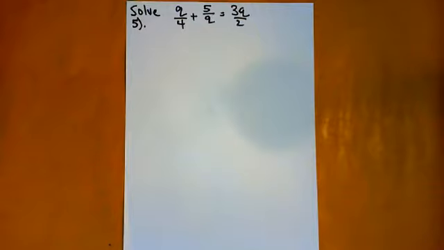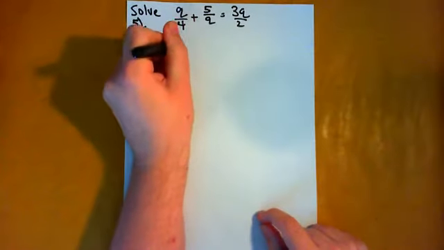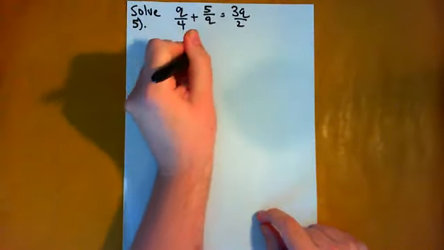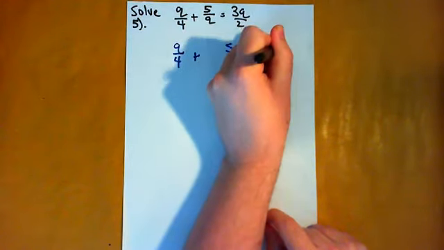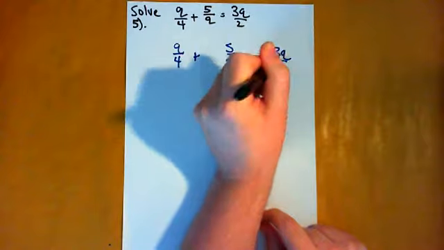Now for some people the most off-putting thing about this question is that there are 3 fractions here. But actually that's not too much of an issue, because we can deal with them pretty quickly. So we have q over 4 plus 5 over q equals 3q over 2.